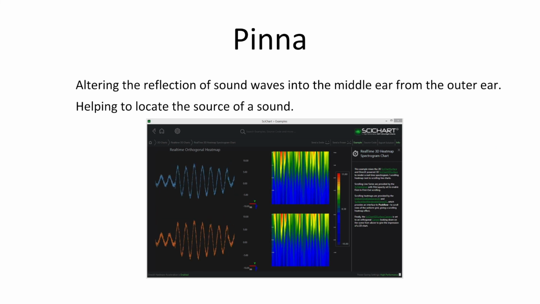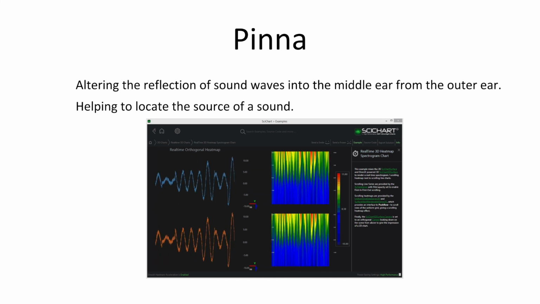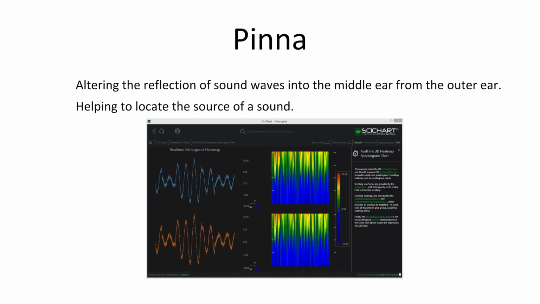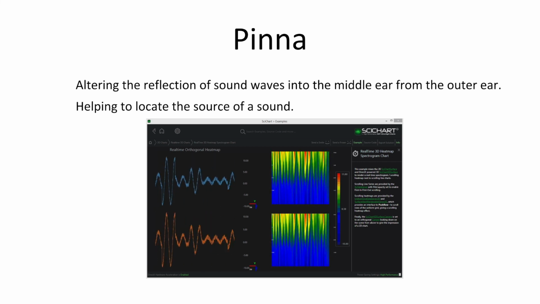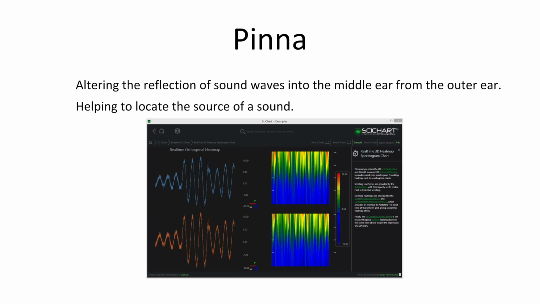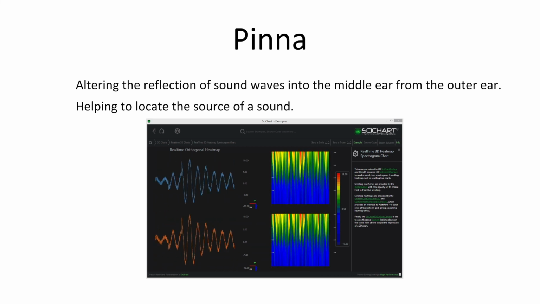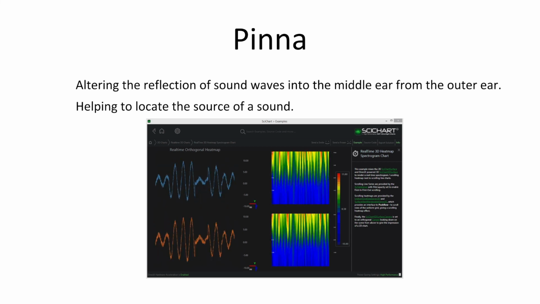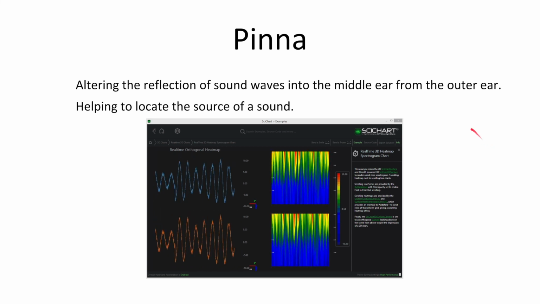So I need to talk for a minute before I describe in a little more detail the function of the pinna about the idea of the spectrogram and interpretation of frequency and amplitude. So this isn't a great example, but I think it should make the point clear.